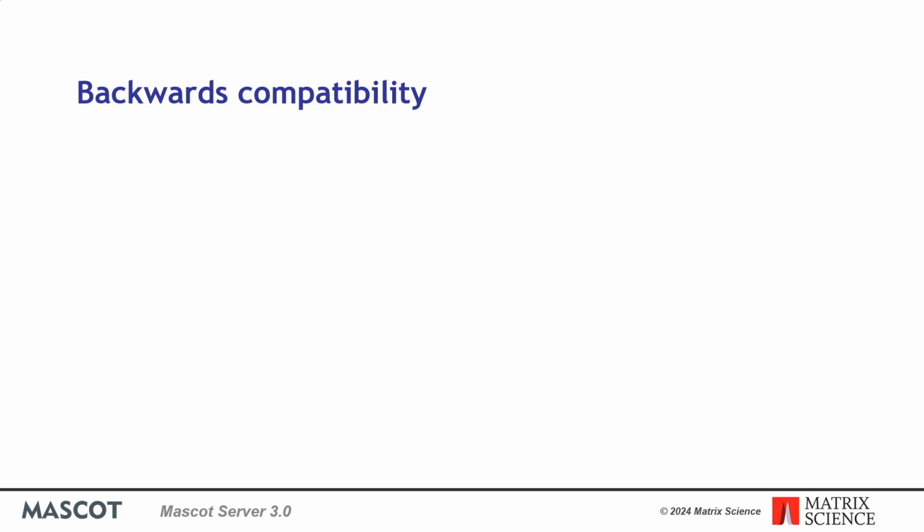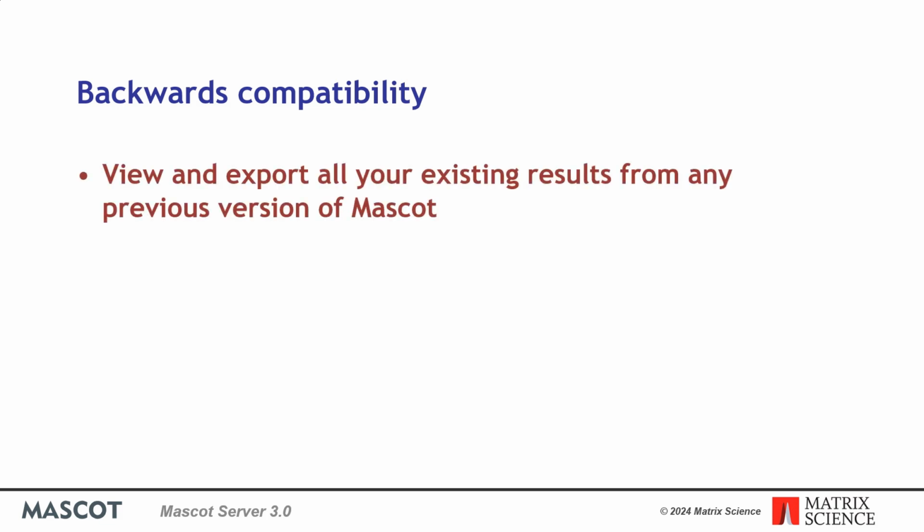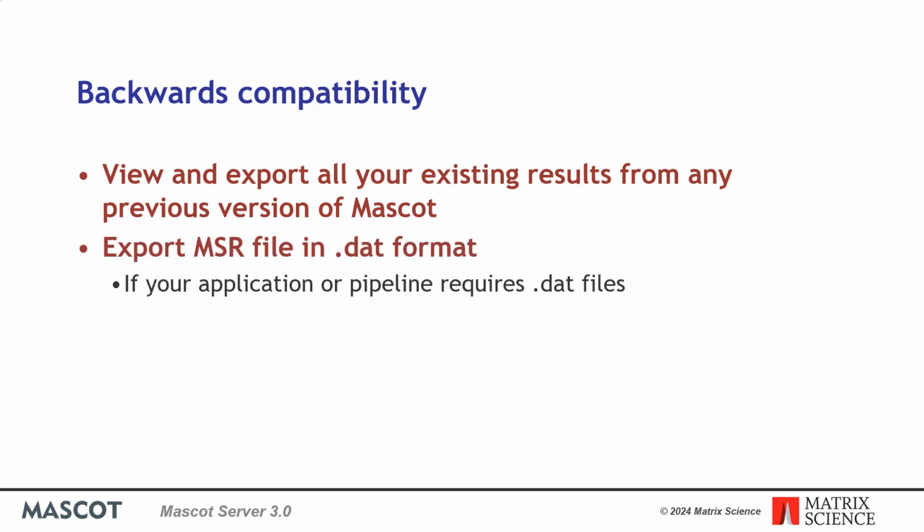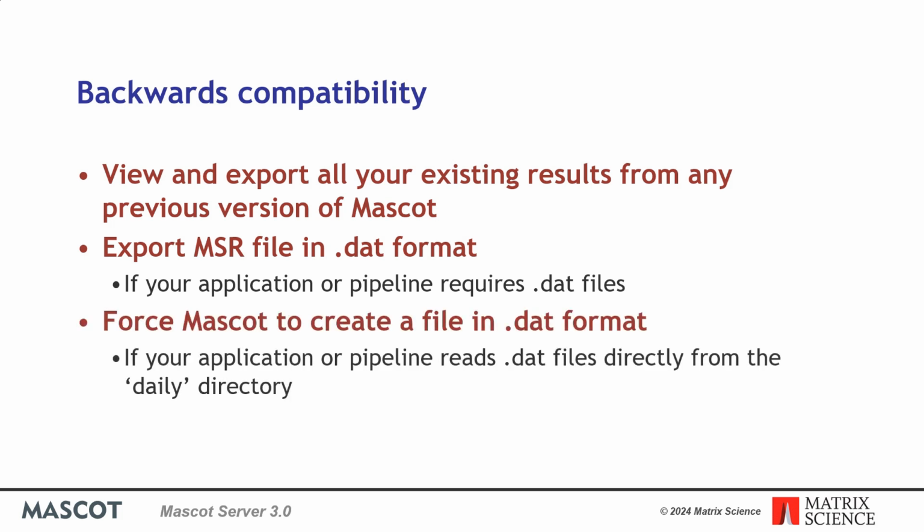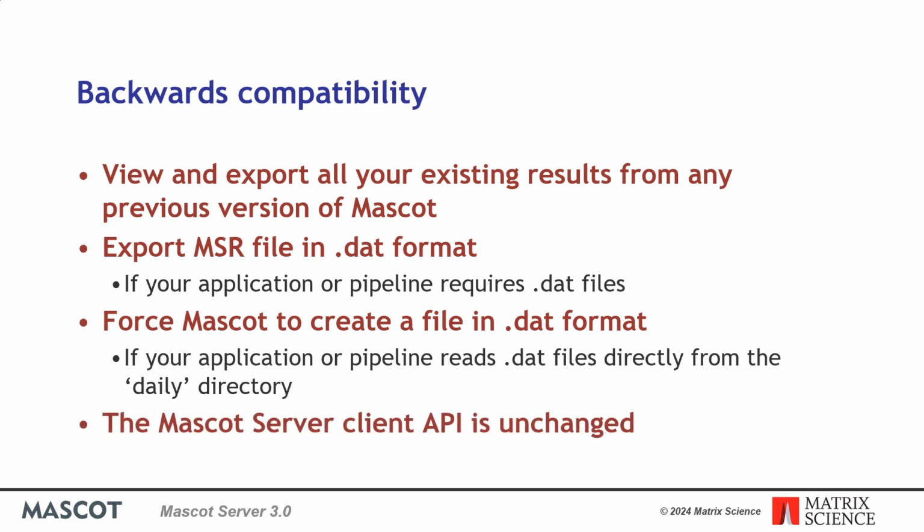Mascot Server 3.0 retains high levels of backwards compatibility. It's a drop-in replacement to earlier versions. You can view and export all your existing results from any previous version of Mascot. The procedure to submit a search and export results is unchanged. You can export MSR files in the old format if your application requires it, and you can even force Mascot to write all the search results in the old format. The client API is unchanged, so all existing application programs should continue to work normally after updating to the new version.